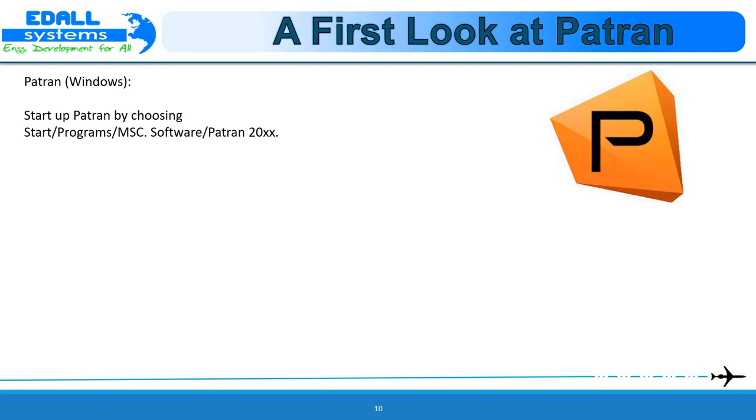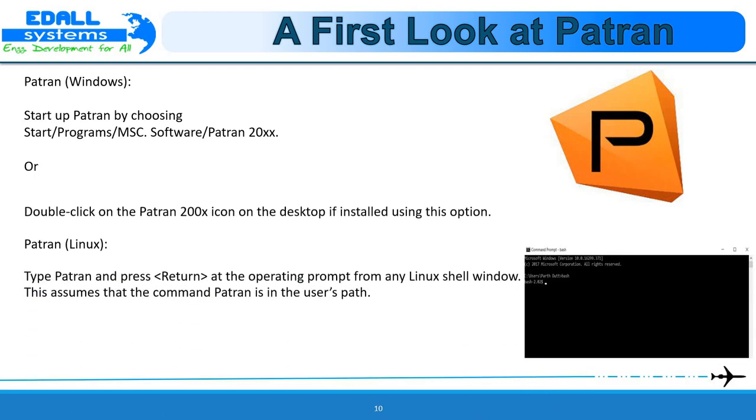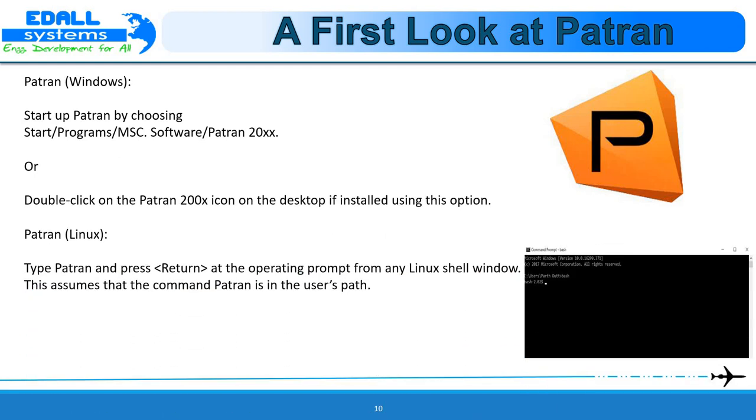Start a pattern by choosing the Start Program, MSC Software and Pattern 2000 version, or double-click on the Pattern 2000X icon on the desktop if installed using this option. Else, Pattern Linux. Type pattern and press return at the operating prompt from any Linux shell window. This assumes that the document pattern is in the user's path.